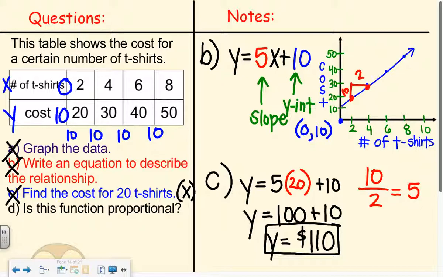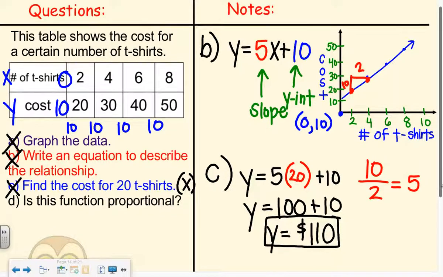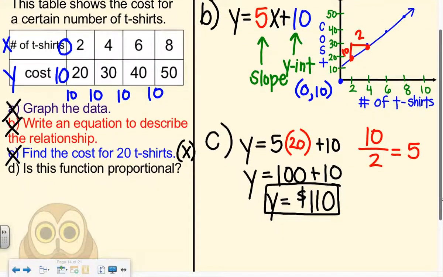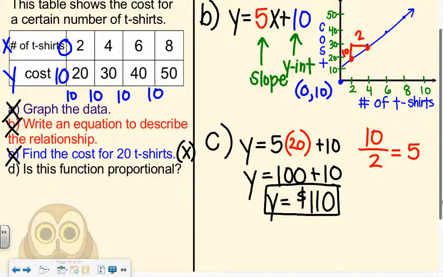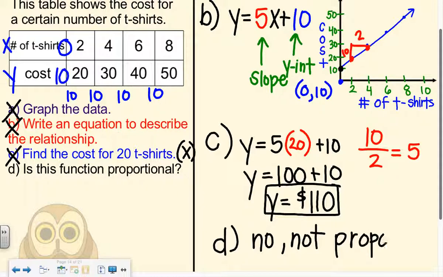And part D, is this function proportional? Well, did our line go through the y-intercept, or go through the origin? No. It went through right here at 10. So this one is no, not proportional.